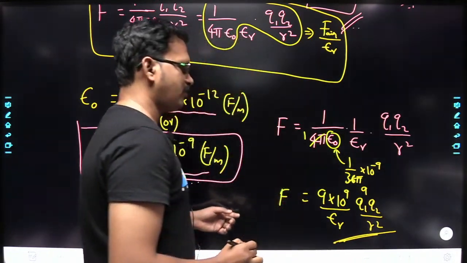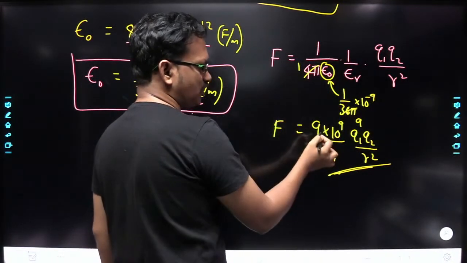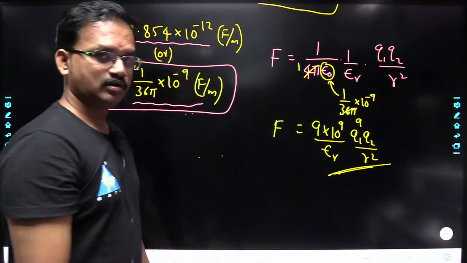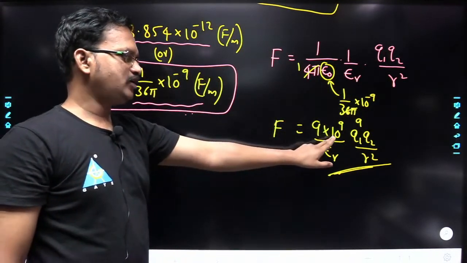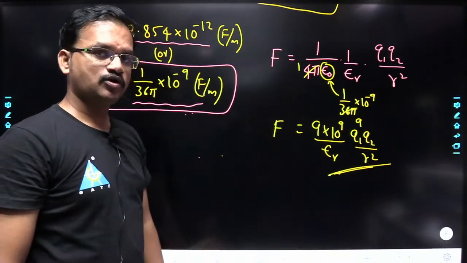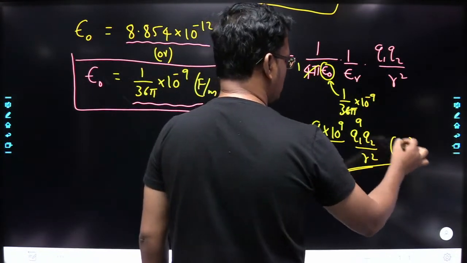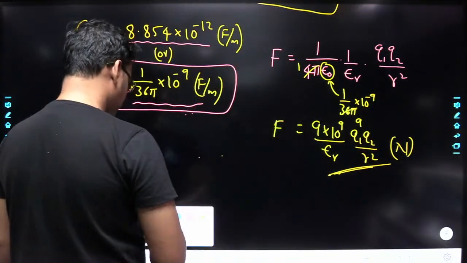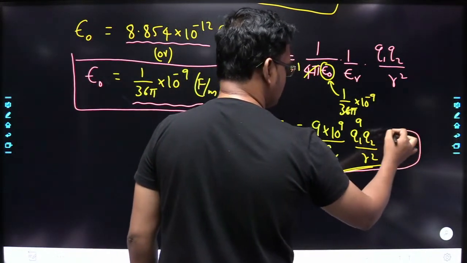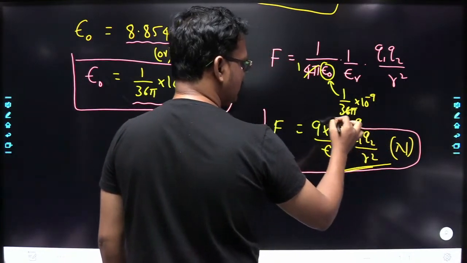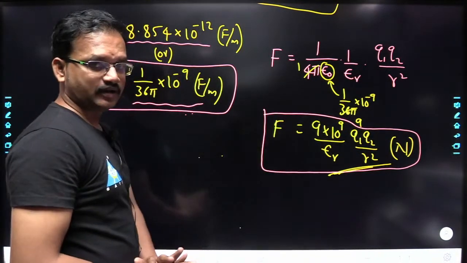So whenever you want to calculate the force, you can directly replace 1 by 4 pi epsilon naught with 9 into 10 power 9. In this manner you can write the expression, and the mathematical calculations will be very much simplified if you represent it this way.